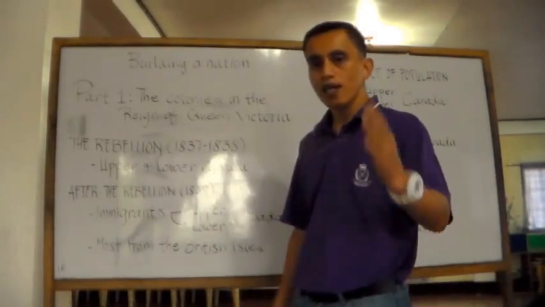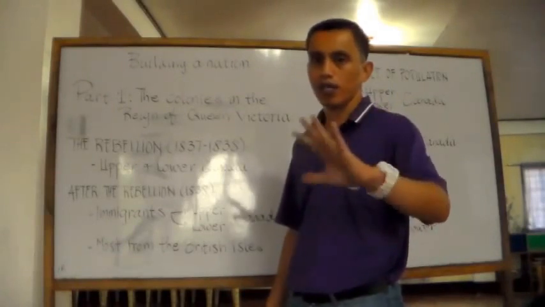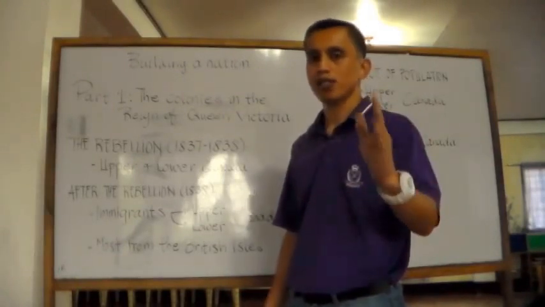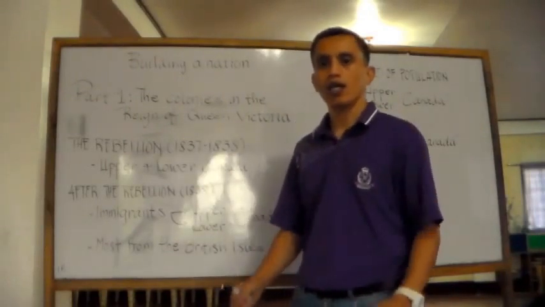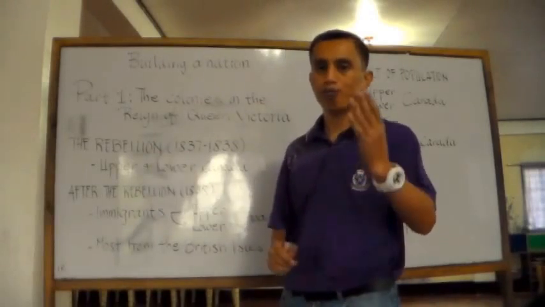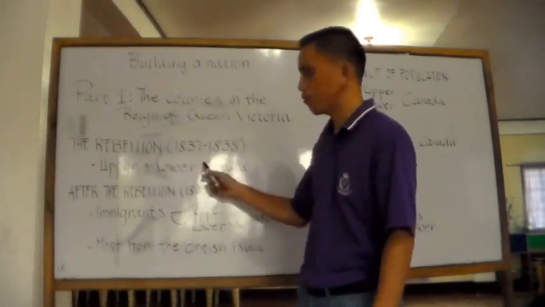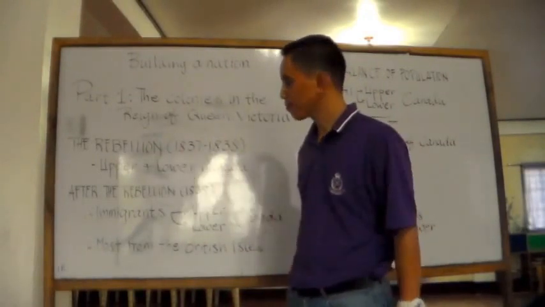Now, because they were few in numbers, they were defeated easily. They had no other choice but to stop, because they were just few. And the British Army, or the British Empire, was very powerful during this time. They were defeated after only one year.